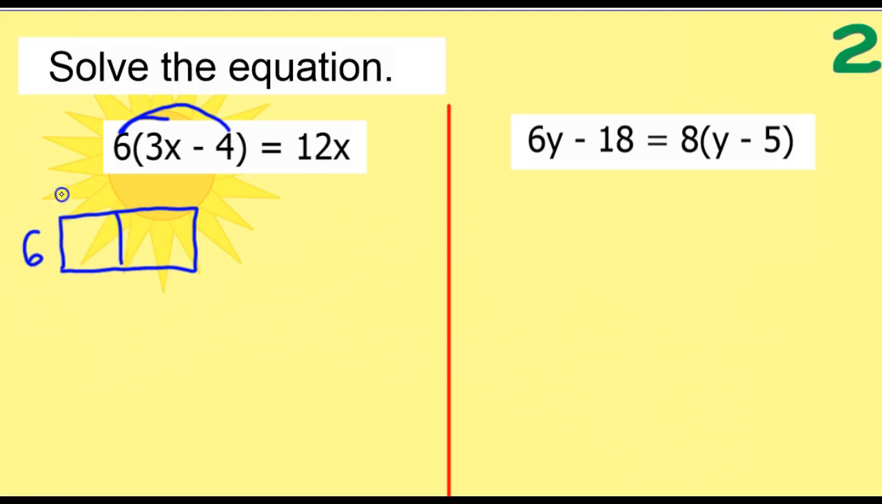So we have 6 and 3x minus 4. 6 times 3x gives us 18x. 6 times negative 4 is negative 24. So we have 18x minus 24 equals 12x.